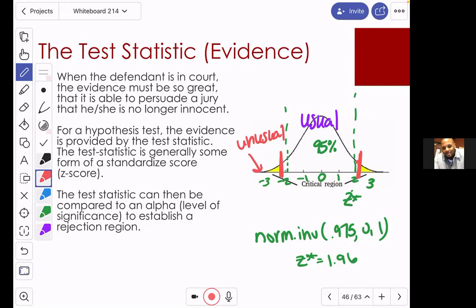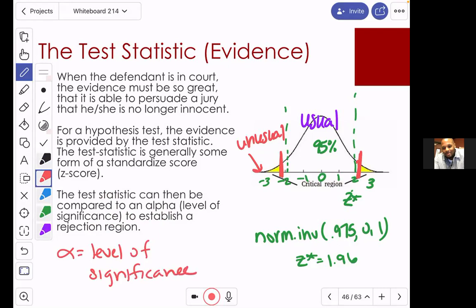But that doesn't necessarily mean that, because what we're going to start to do is compare our test statistic to a critical value. We already talked about this, the test statistic can then be compared to either a critical value or an alpha level. An alpha value. We already talked about the alpha. The name that we give alpha now is what we call our level of significance.